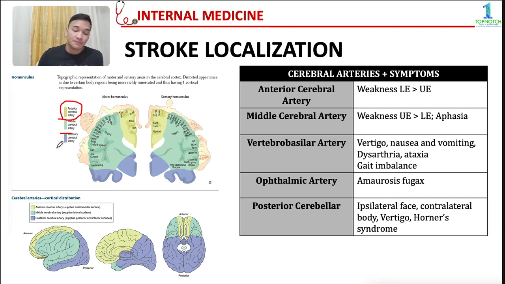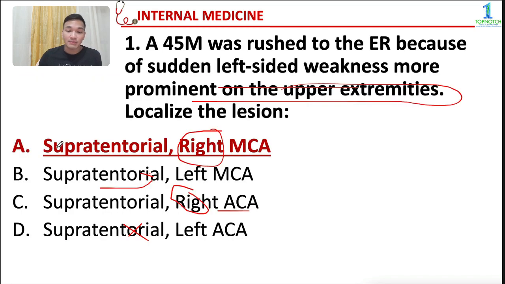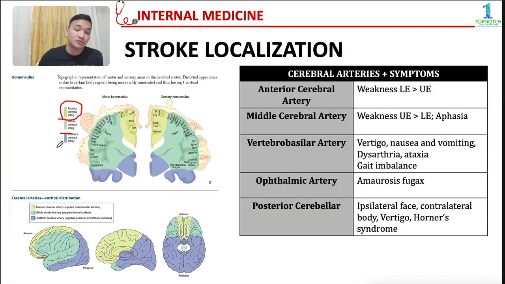So our patient has weakness that is more prominent on the upper extremities. Who controls the upper extremities? It's the MCA. As you can see in this motor homunculus, this is the representation of the arm, this is the representation of the upper extremity, and what controls it is this green, the MCA. Which is why patients with MCA infarct also have aphasia, because the MCA also controls the mouth, the eyes, the face.